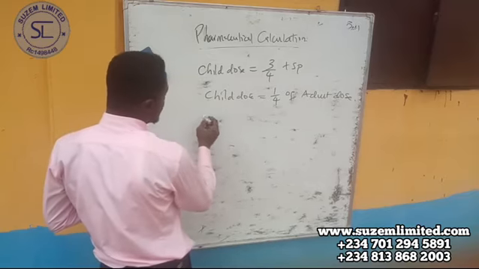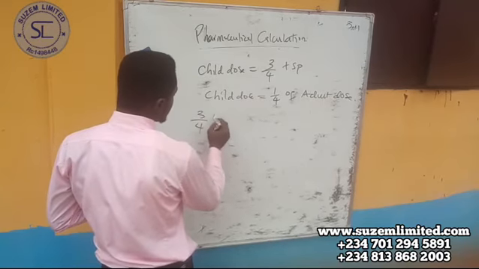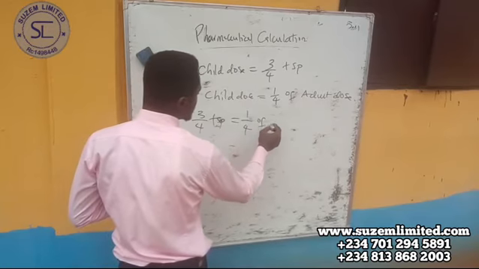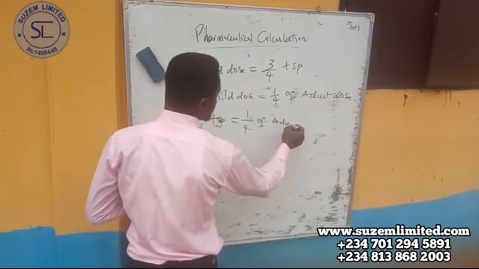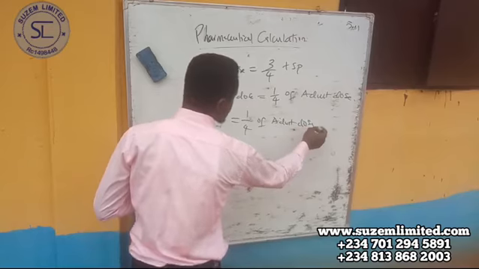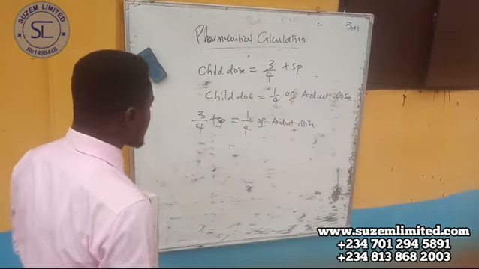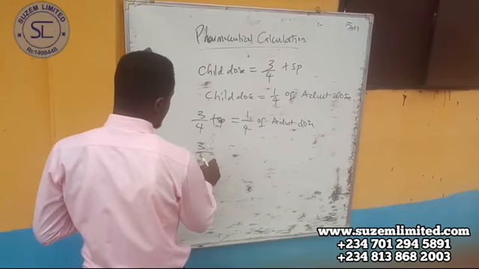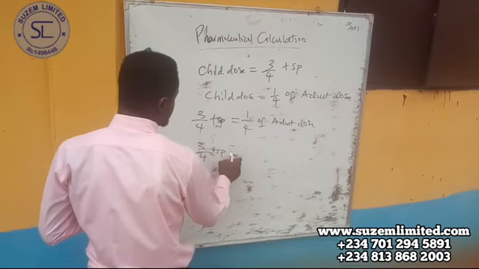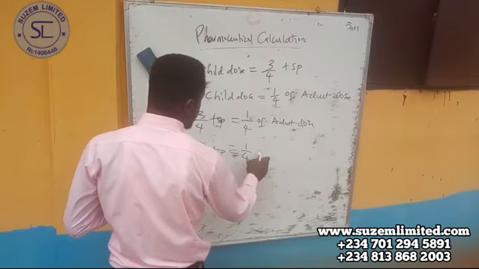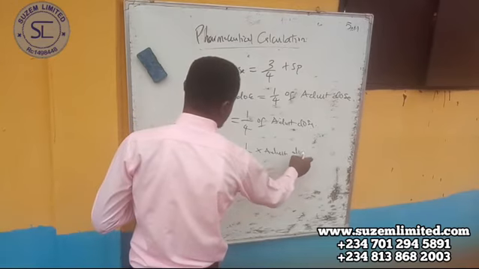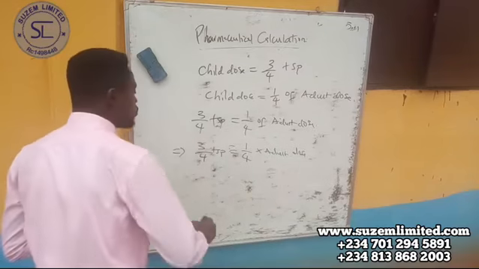So here, 3 over 4 teaspoonful is equal to 1 over 4 of the adult dose. Remember, this is the same thing as 3 over 4 teaspoonful equal to 1 over 4 times adult dose. True of us? True. So with that now, we'll continue.